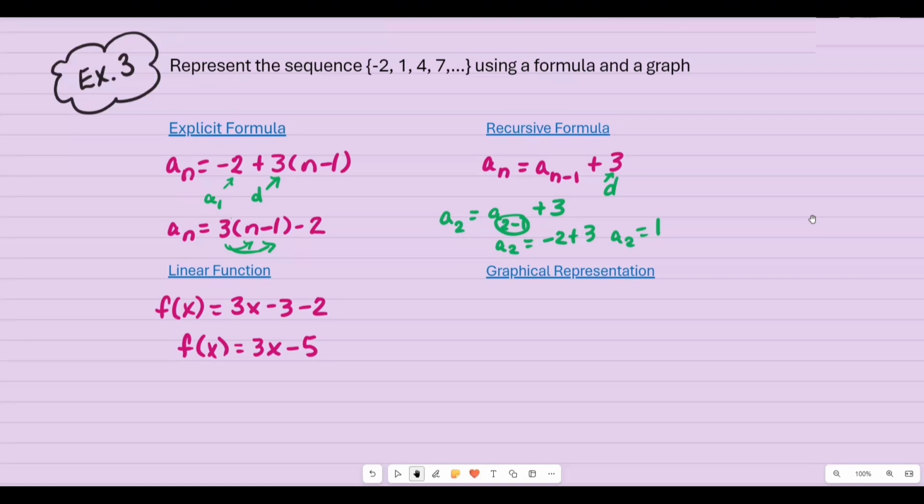All right, now graphically, what I want to do is I will personally go back to my linear function because this tells me my slope. 3 is going to be my rise, and it's over 1. It's understood to be over 1, which is my run. So rise over run, and negative 5 is my y-intercept. So this is what it would look like as a graph.